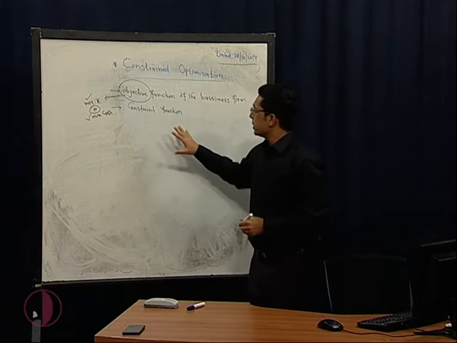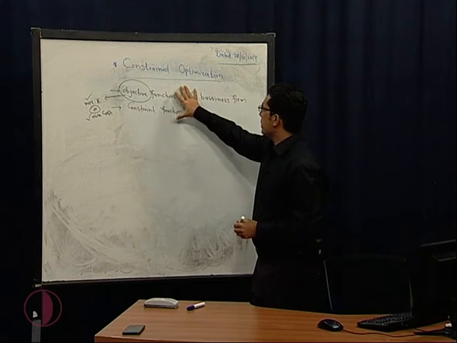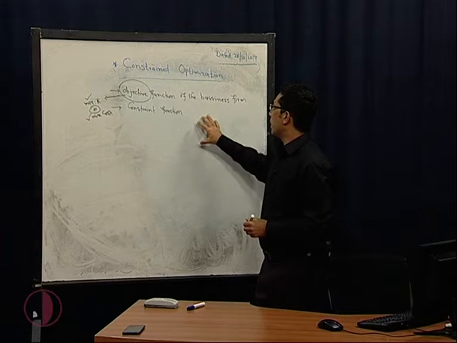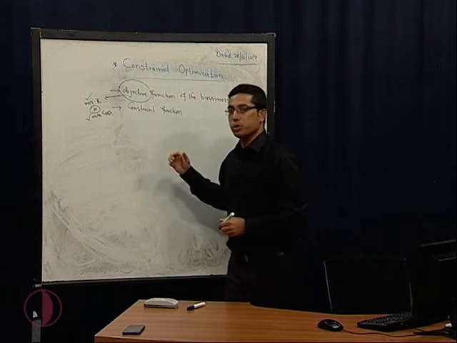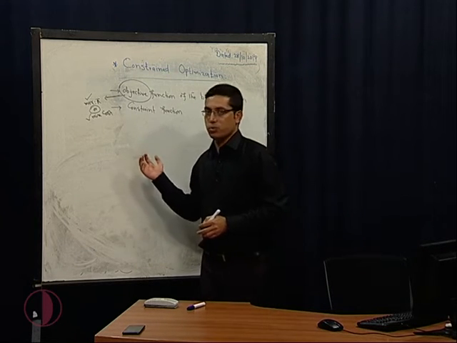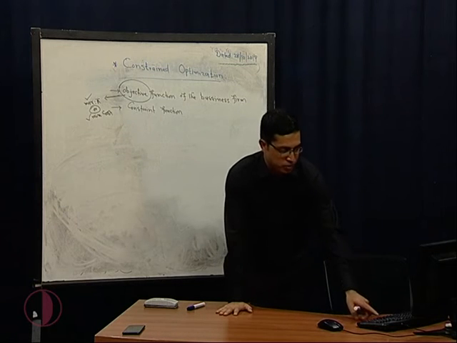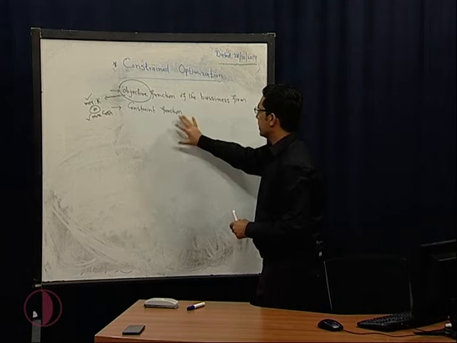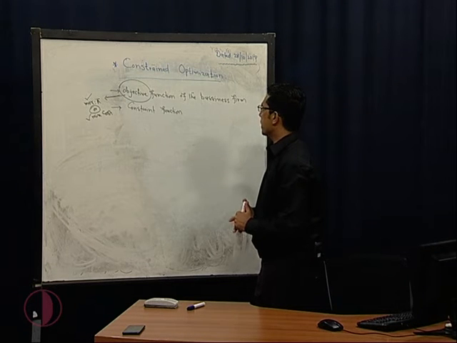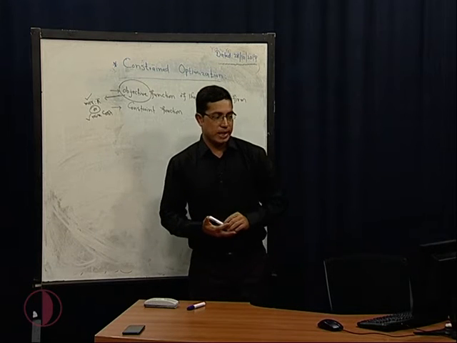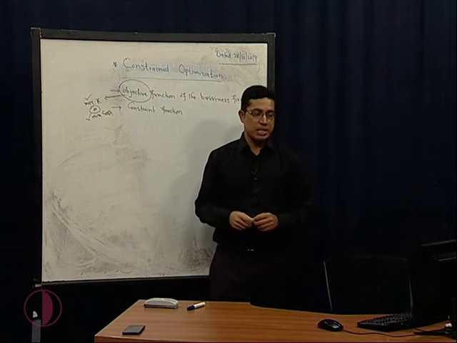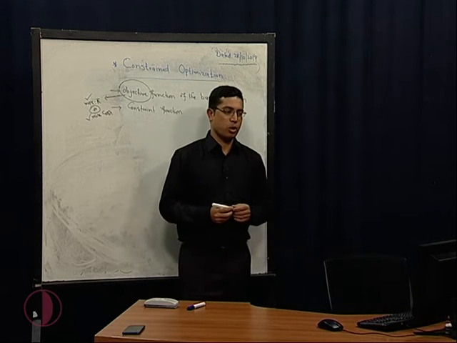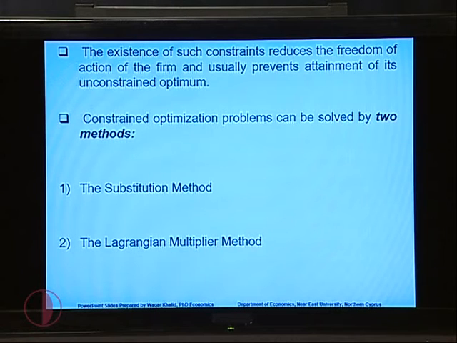In the presence of constraints, the producer does not have a free choice to produce as many units of output as it wants. It means that constraints will restrict its decision regarding how much to produce during a given period of time. So, the existence of such constraints reduces the freedom of action of the business firm and usually prevents attainment of its unconstrained optimum.